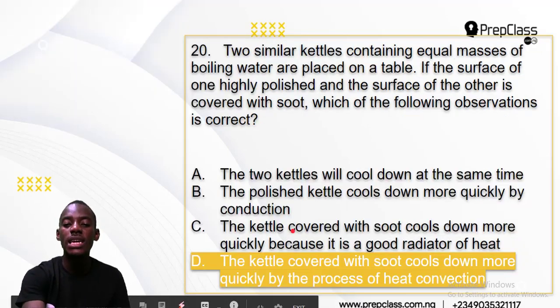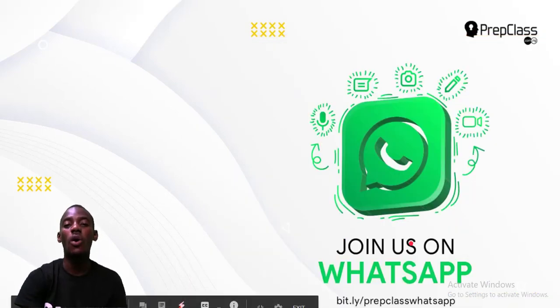And therefore the answer is C. The kettle covered with soot cools down more quickly because it's a good radiator of heat. It releases heat more. It is not due to convection. It is due to radiation. And that is the answer for number 20. And that settles us for now.